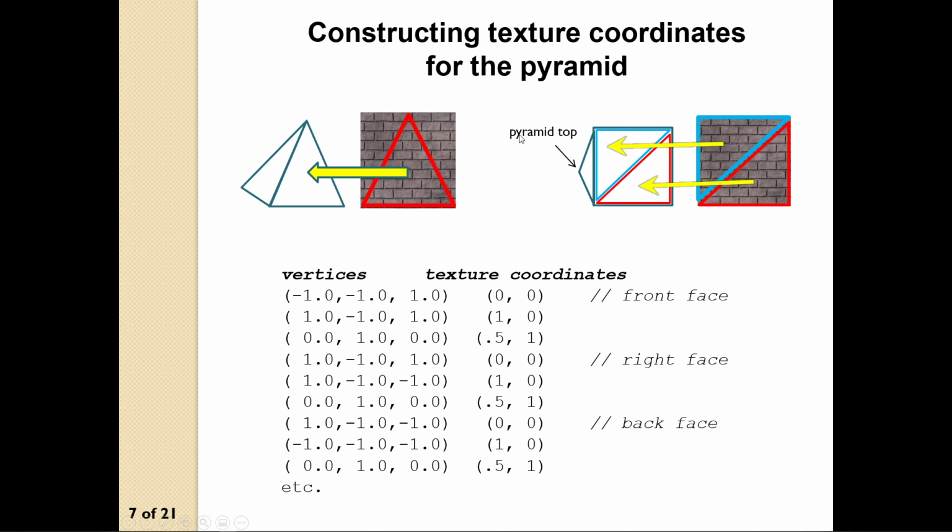Now, the bottom of the pyramid, however, is a square. So in that case, we want to use the whole texture. So there it would map more directly. We take one 90-degree triangle portion of it on that part and the other on that part. So the bottom of the pyramid will look correct.